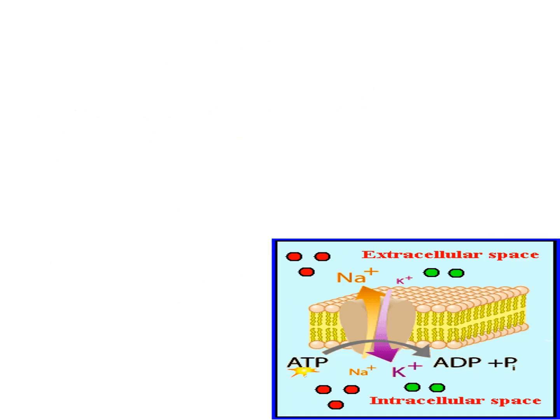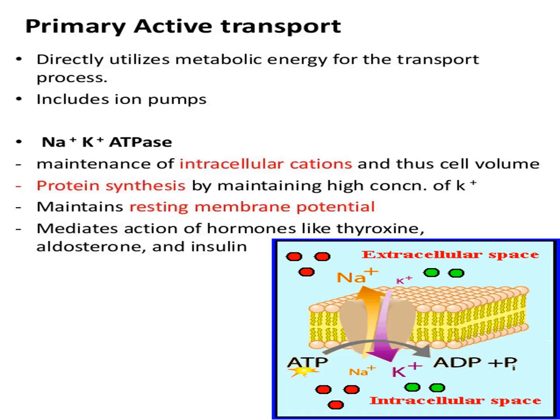So first, this is primary active transport. The diagram is very important. With the help of the diagram only, you have to explain this. Primary active transport, example: sodium-potassium ATPase. It maintains intracellular cations and thus the cell volume. So protein synthesis by maintaining a high concentration of potassium.